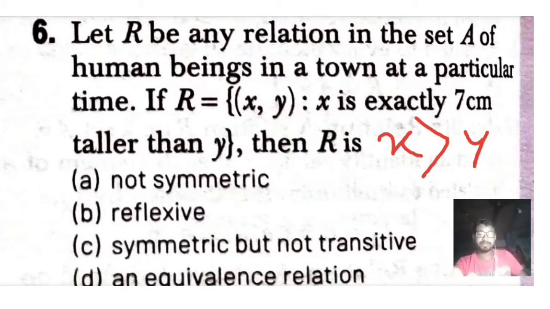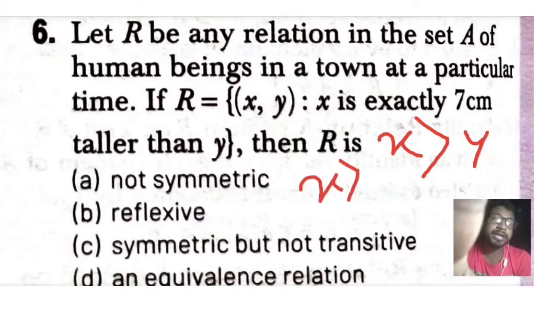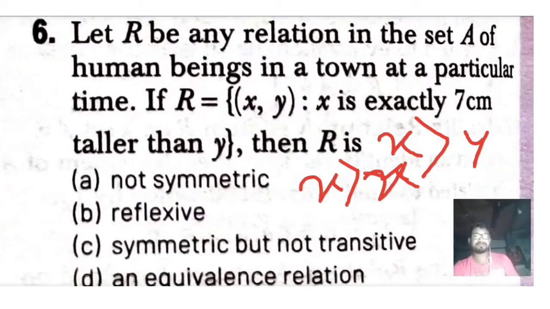Now then R is, we have to check symmetric, reflexive or transitive, anything. So here x is exactly 7 centimeter taller. That means R is not reflexive because x is not taller than x. So R cannot be a reflexive relation. So option number B is not correct.